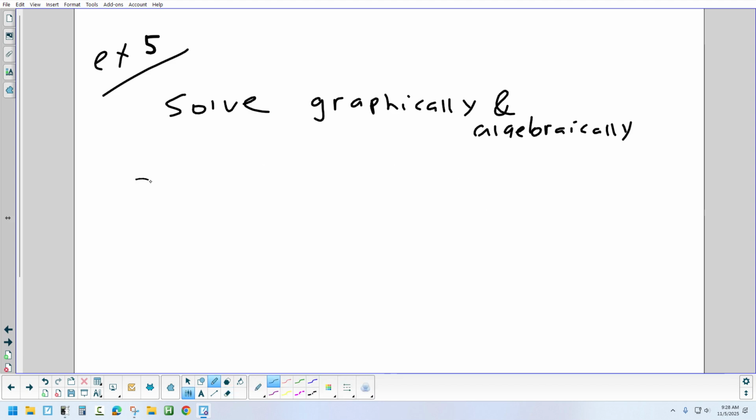Let's do 3 plus 2 times the square root of 4x equals, let's do 11. Okay, what's the very first thing we have to make sure of? In the last problem, it was already done for us, but in this one, it was not. Isolate the radical.